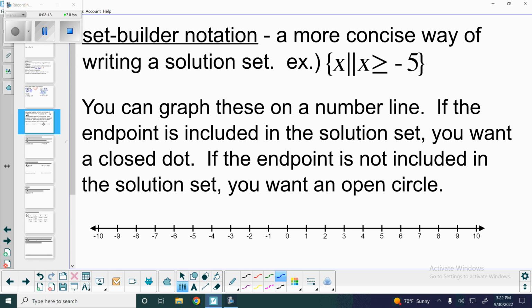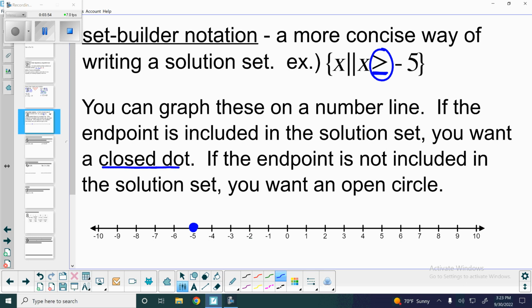One of the ways they'll write this is in what we call set builder notation, which is basically a more concise way of writing a solution set. So it's saying that x can be all of these things. You can also graph these on a number line, and if the endpoint is included in the solution set, you want a closed dot. If the endpoint is not included in the solution set, then you want an open dot or an open circle. If I was going to graph this one here, my point is going to depend on what the solution is, in this case -5, and also on looking at this inequality. If it's included, that means it's saying it's equal to. So at -5, I'm going to put a point, and it's going to be a closed point.